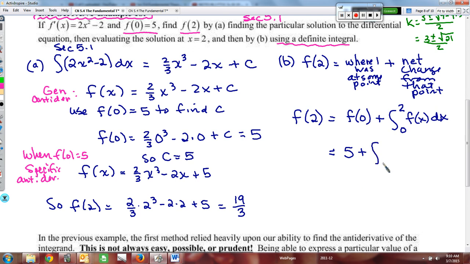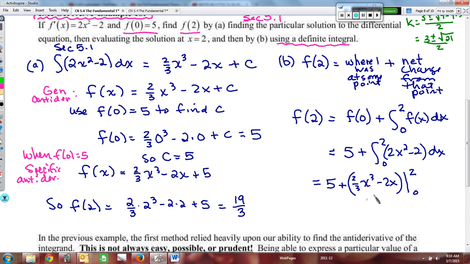So we take our integral from 0 to 2. We put in our function, which is 2x squared minus 2 dx, and then we would calculate an antiderivative. Do you see that these are very much directly related procedures? One's using indefinite, one's using definite in order to find the same quantity. So this is going to be 2/3 x cubed minus 2x, but because I'm doing net change, I'm going to evaluate that from 0 to 2.